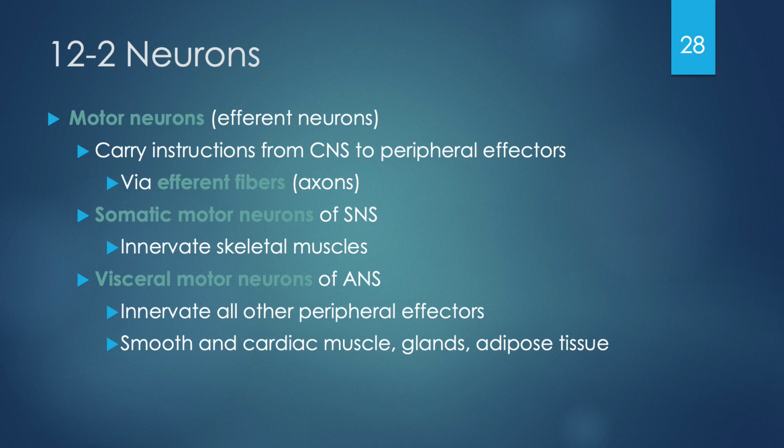And we'll break this down into two categories, either somatic motor neurons or visceral motor neurons. So the somatic motor neurons are going to innervate skeletal muscles, whereas the visceral motor neurons are going to innervate pretty much everything else, all of the other peripheral effectors. So that includes everything from smooth muscle to cardiac muscle, our glands, and adipose tissue.